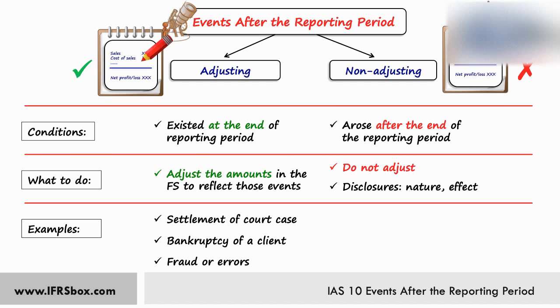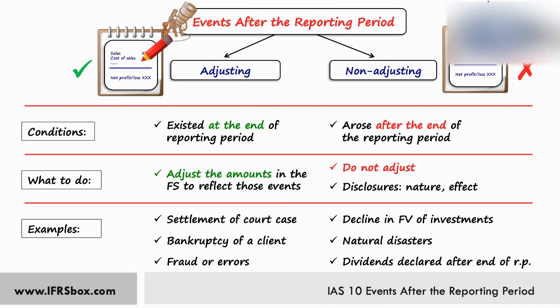The examples of non-adjusting events are decline in fair value of investments, especially if the fair value declines due to an overall decline in the markets, and that's usually a condition that arose after the end of the reporting period. Natural disaster is another example. Let's say that an earthquake destroyed your building or other assets after the year end. Well, again, this occurred as a result of an event after the year end. Dividends declared after the year end are a special example of a non-adjusting event because no obligation to pay dividends exists at the year end. Well, unless we are talking about dividends on preference shares that are in fact a liability, not equity.